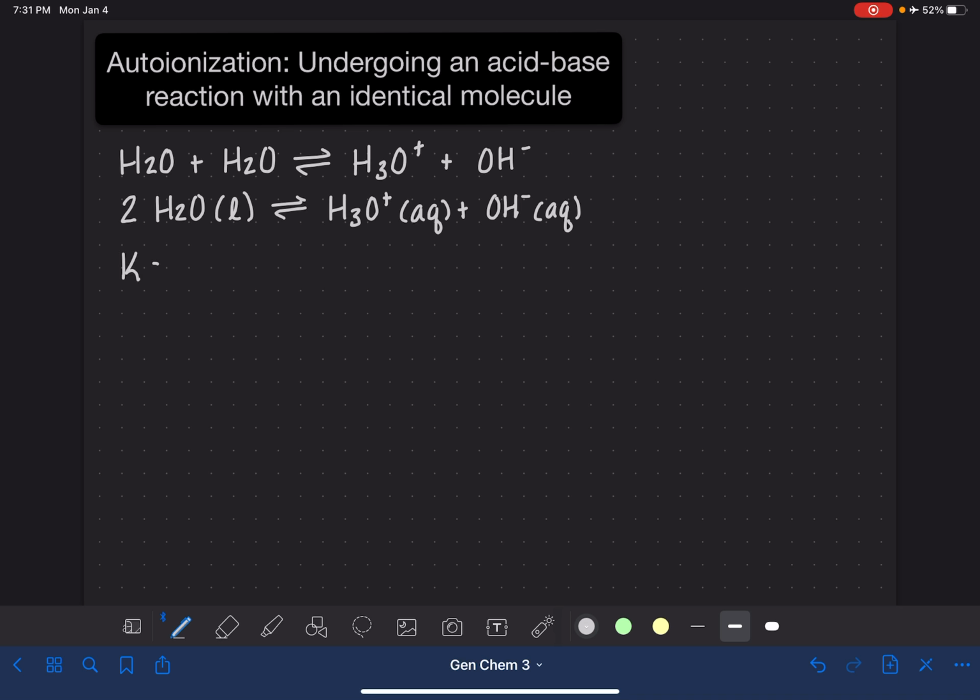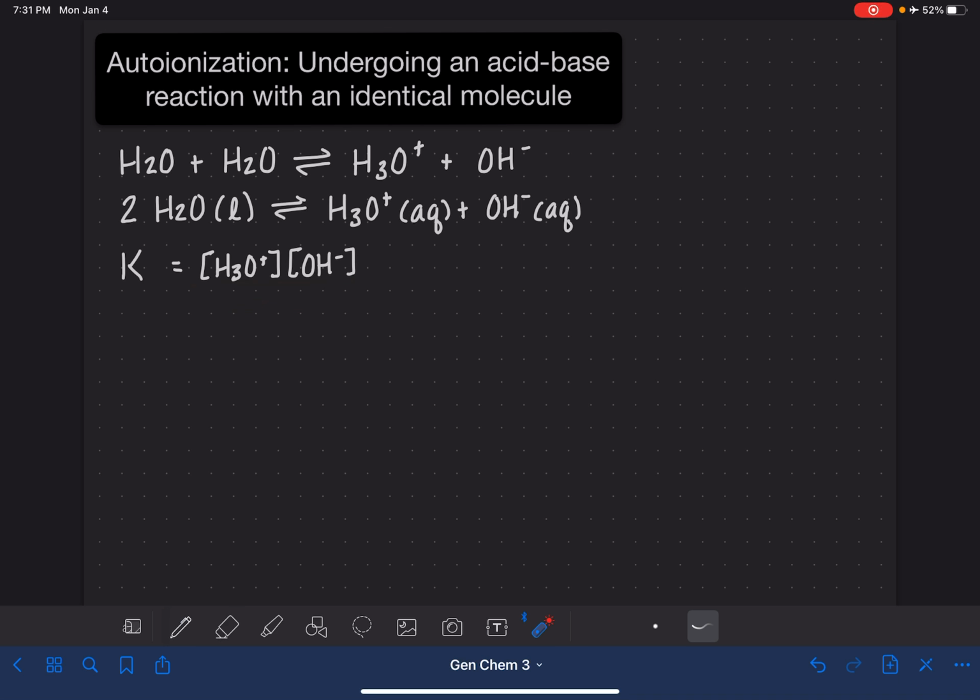Remember, equilibrium expressions are written as products over reactants raised to the stoichiometric coefficients, leaving out liquids and solids. Our products are the H3O+ and OH-. They each have a stoichiometric coefficient of 1, so we don't have any exponents here, or the exponent is 1, however you want to think about it. Our reactants, the water molecules, are both liquids, which means that they are left out of the equilibrium expression. So we don't have any terms to write on the bottom of this fraction.